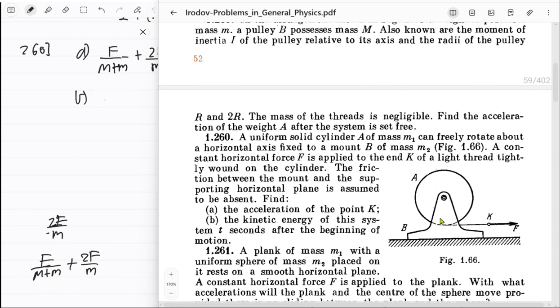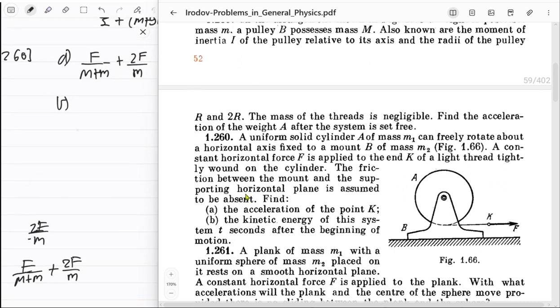B is the kinetic energy of the system t seconds after the beginning of motion. So the only work you have is from the force F. Just figure out the power of that. It's the velocity in that direction, which we can find using this times t. This point, actually the thread itself, because this point's velocity is the same as the thread's velocity. So this K point is moving with this acceleration.